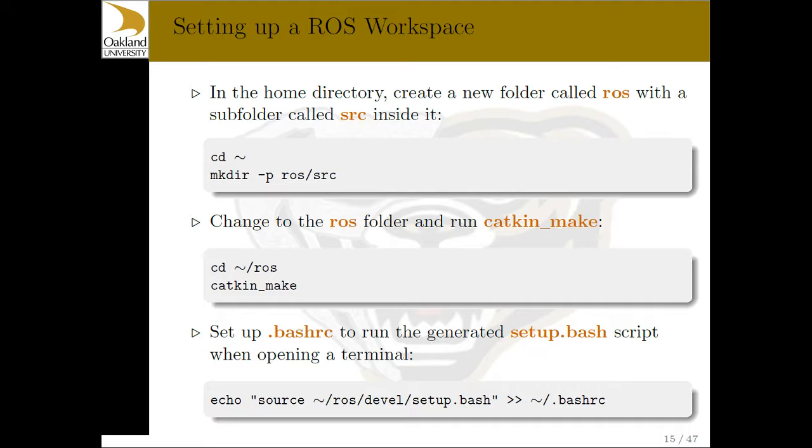Okay, now most of this stuff is done for you by the setup script. Essentially what it goes through is cd ~, which goes to your home directory. mkdir makes a folder, and it creates that ROS source folder. And then what we haven't done yet is this catkin_make.